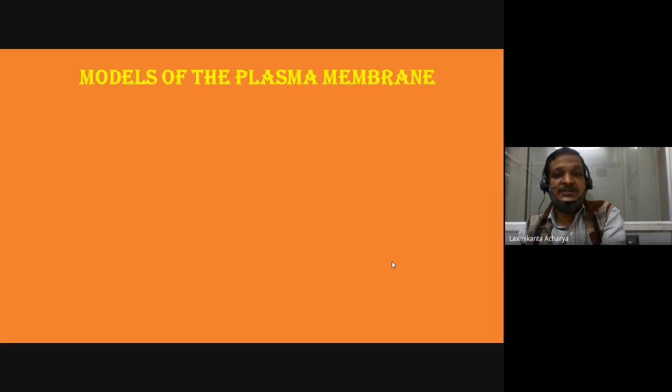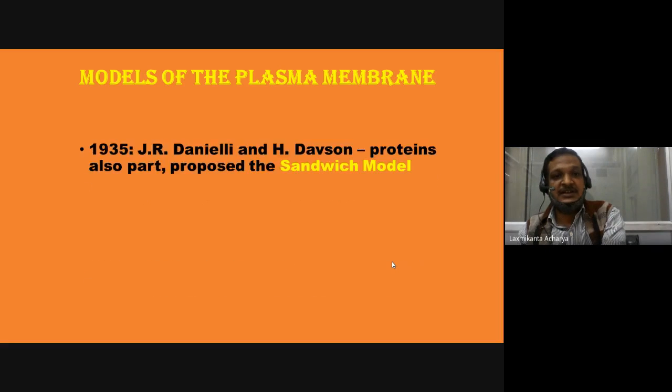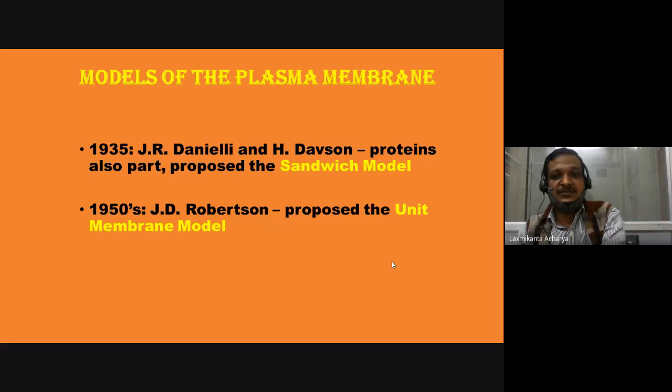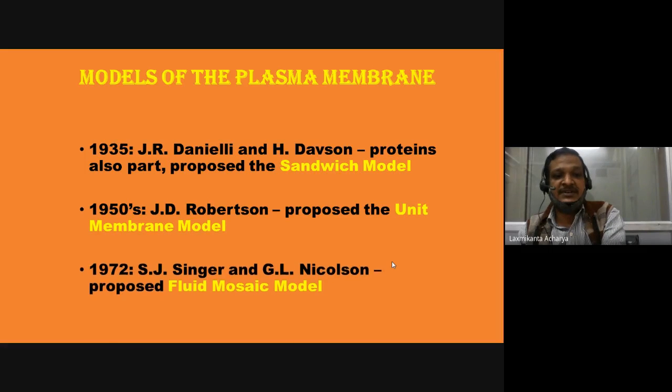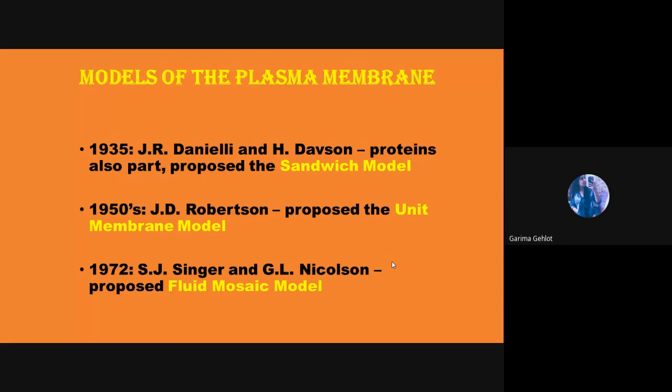So how is the cell membrane or the plasma membrane looking like? There are certain models, and regarding these models, this is the Daniel Danielli model, called the sandwich model. Then this is Robertson's unit membrane concept. Okay, then Singer and Nicolson proposed this fluid mosaic model. Which model is the most accepted model? Fluid mosaic.